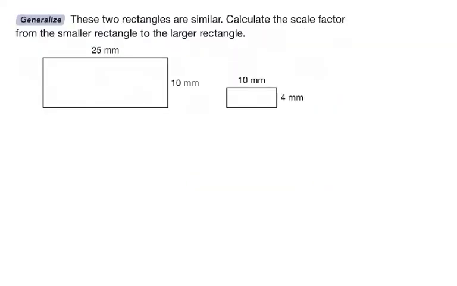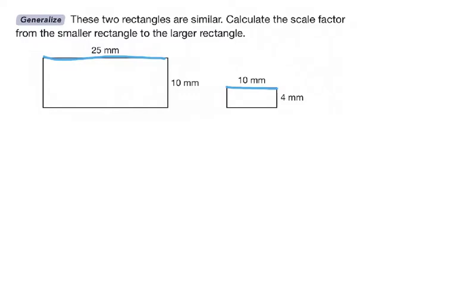All right, so looking at these two rectangles, we're going to do the same kind of thing. We can compare, let's do the blue side, 25 millimeters to the 10 millimeters. And it doesn't matter which corresponding sides you choose, you're still going to get the same answer no matter what. So go ahead and give it a try and see how you do.